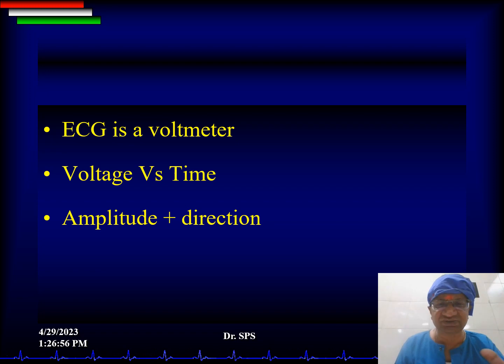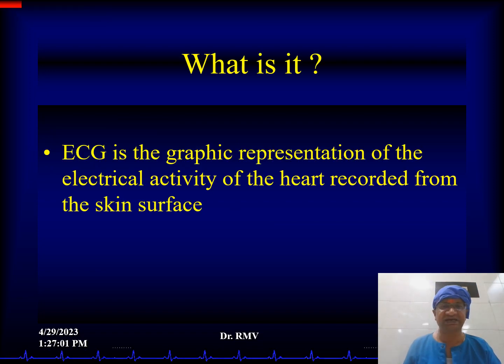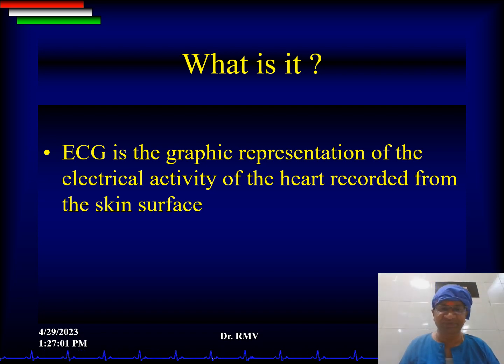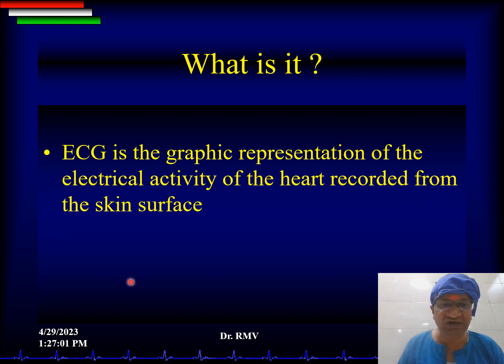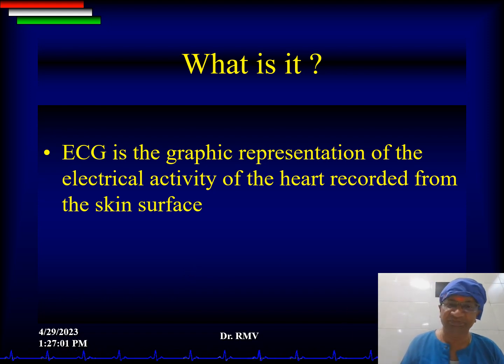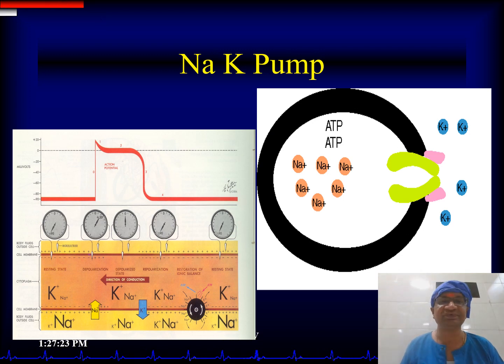ECG is a voltmeter, it's a voltage against time: amplitude plus direction. My definition of ECG is, it is a graphic representation of electrical activity of the heart recorded from the skin surface. This time, I want to thank Dr. RMV and my other cardiologist friends who have helped me to make these slides.